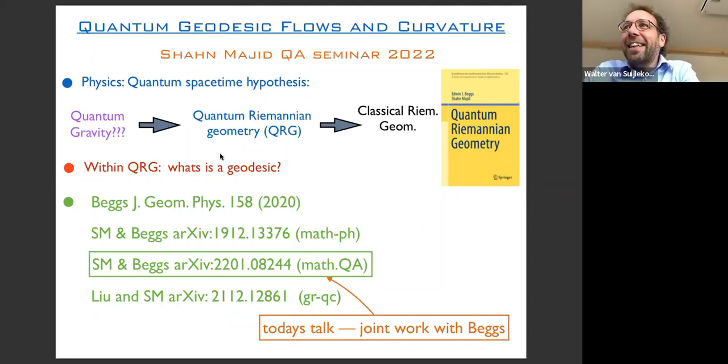And that will be a talk based on a recent paper with Bex on quantum geodesic flows and curvature. So go ahead. Thank you, Walter. It's a great pleasure to be here.